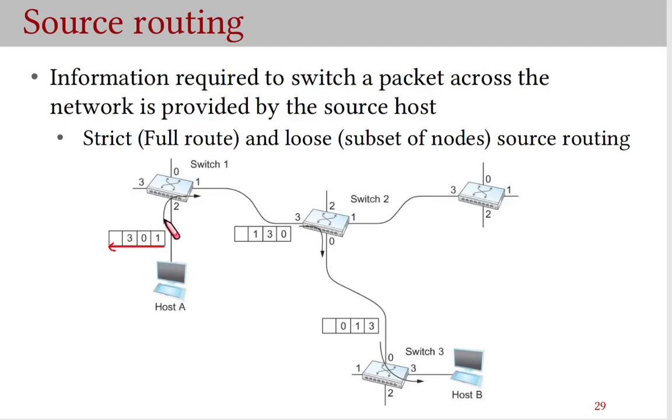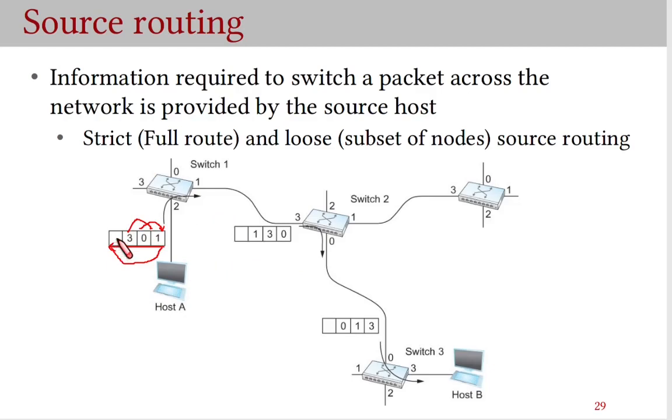So when switch 1 receives this packet, it's going to look at the rightmost entry, and that's 1. So this is going to be forwarded on interface 1, which would take it to switch 2. And before doing that, it's going to rotate these entries. By rotation we mean that the first entry goes to the last, second goes to first, the third goes to the second, and so on.